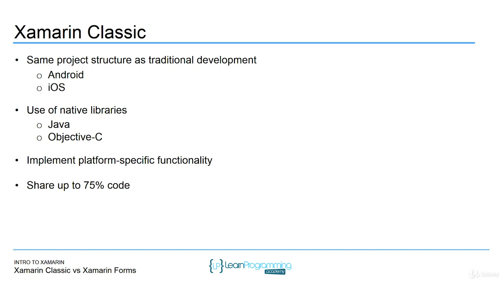Xamarin Classic will also allow you to use native libraries. So if you have a library that is only available in Java for Android, or in the case of iOS on Objective-C, with Xamarin Classic you can actually use those libraries within your Xamarin project using C#. You will also be able to implement platform-specific functionality using Xamarin Classic, and you will still be able to share up to 75% code using Xamarin Classic.